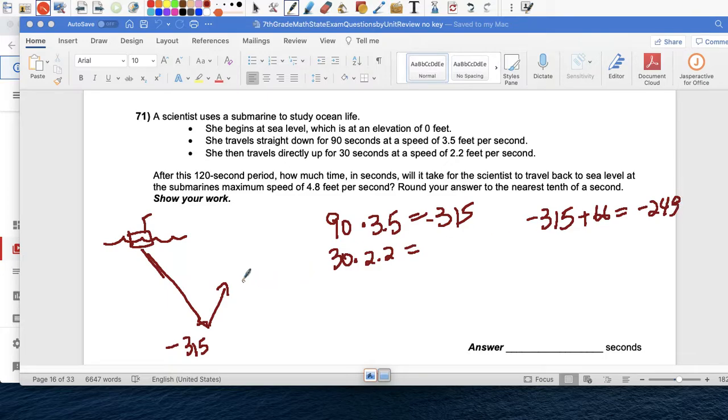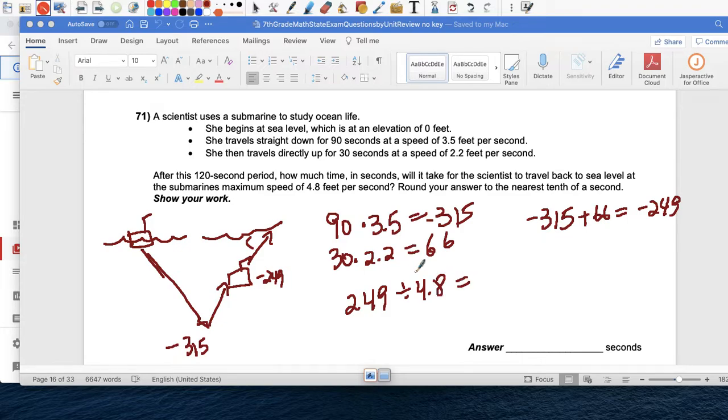So currently, the sub is at negative 249 feet underwater. That's what we have. And then, how long will it take for that sub to go up 249 feet to go back to sea level? So now the sub wants to go up here. It has to travel 249 feet. We're going to divide that by 4.8 because that's how many feet per second it travels at. So 249 feet divided by 4.8.